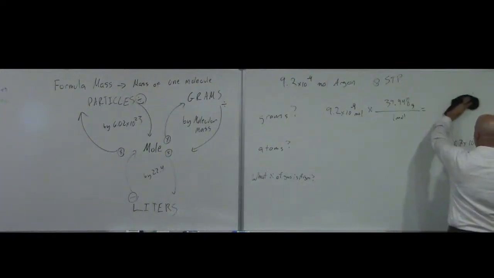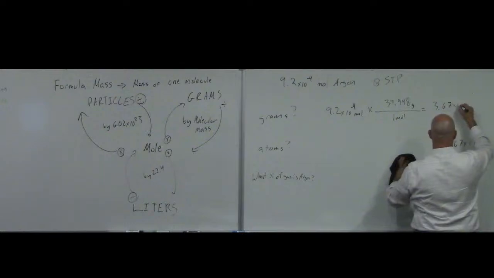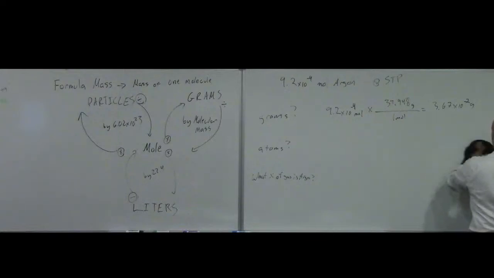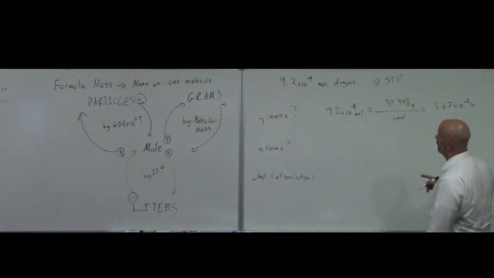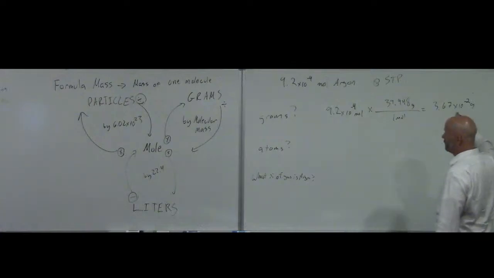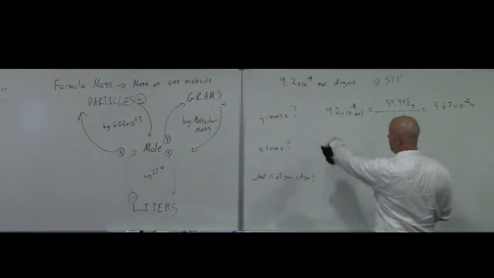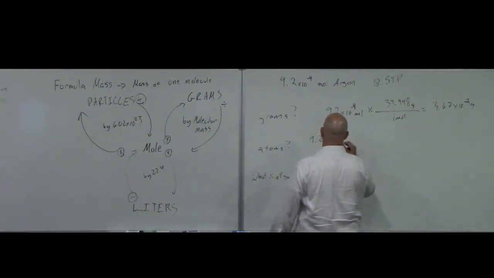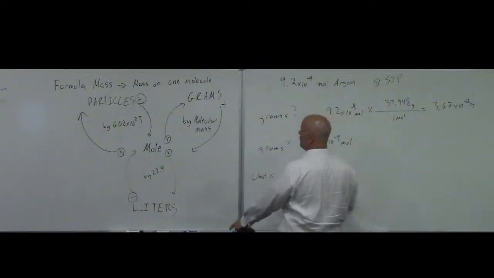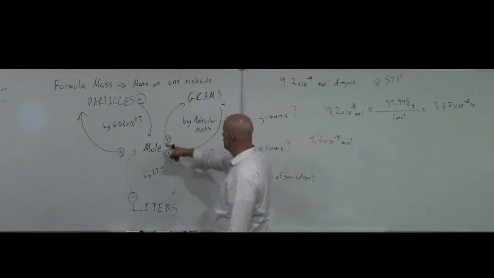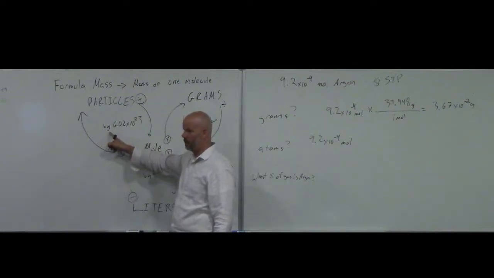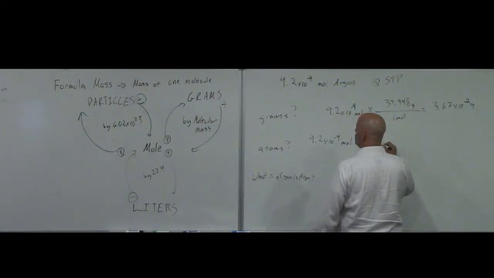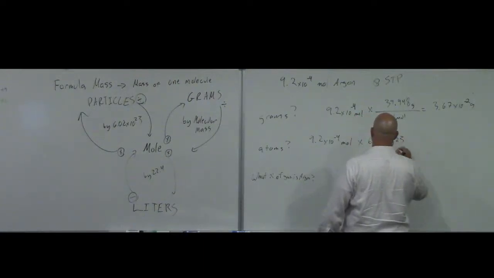Now we're going to run some other calculations. I want to know how many atoms there are. Do I have to deal with my grams? No, I can stay with my moles, right? So I have 9.2 times 10 to the negative fourth moles. And to go from moles to particles, what do I do? Multiply by 6.02 times 10 to the 23rd.